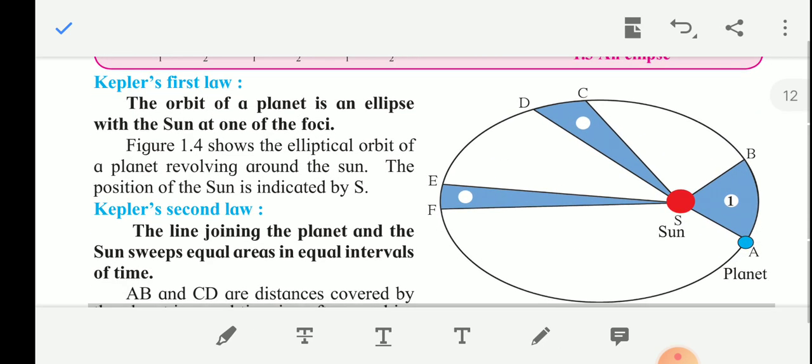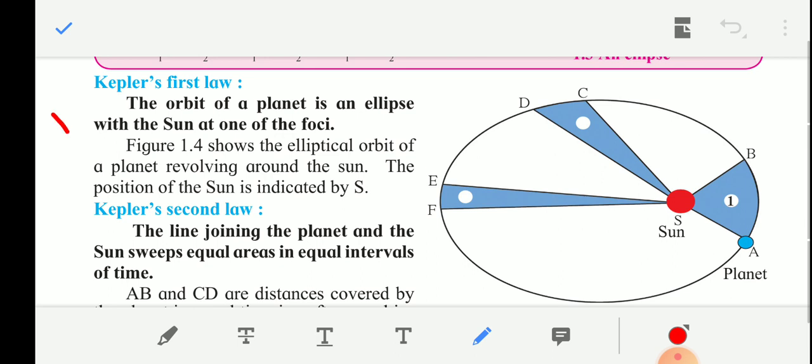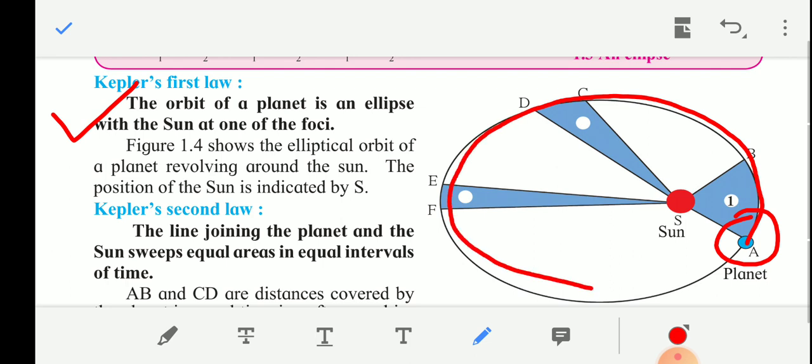Now we will move towards Kepler's laws. Kepler has given 3 laws. The first law of Kepler states that the orbit of a planet is an ellipse with the sun at one of the foci. What does it mean? Suppose I am talking about planet A, this will be revolving around the sun in an elliptical orbit, and the sun is at any one of the foci. Here they have shown it at F2. It can be here also. Any place is possible for it.